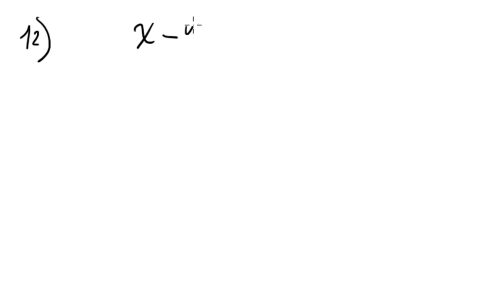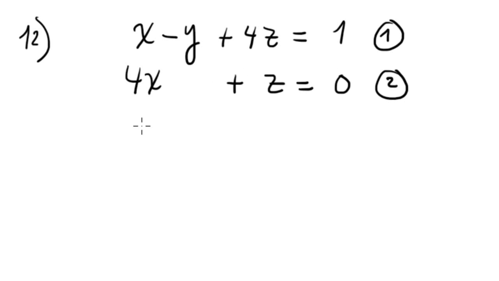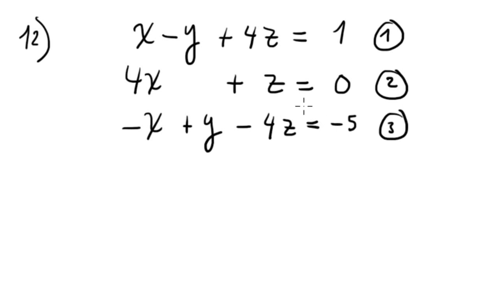Okay, question 12. Again, three equations: x minus y plus 4z equals 1, equation number 1; 4x, y is missing in this equation, plus z equals 0, equation 2; and minus x plus y minus 4z is equal to negative 5, equation 3. And this is our system.